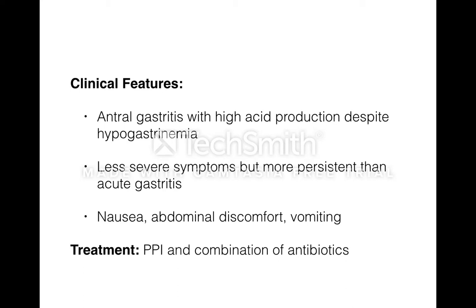In terms of the clinical features, patients with H. pylori gastritis will often have high acid production despite low gastrin levels. The patient often experiences nausea, abdominal pain, and vomiting. Treatment is with a proton pump inhibitor, such as lansoprazole, and antibiotics. You can use either clarithromycin plus amoxicillin or amoxicillin, metronidazole, and clarithromycin.